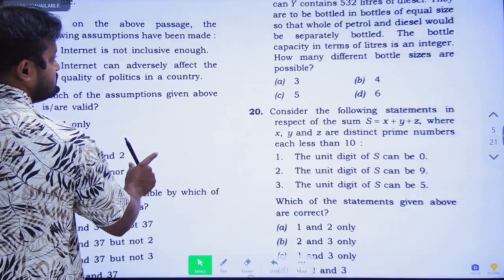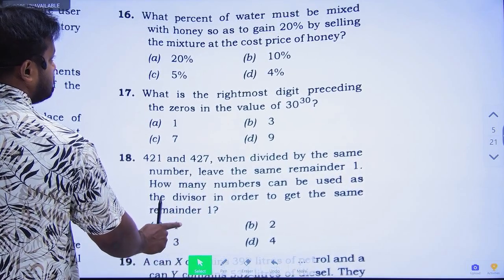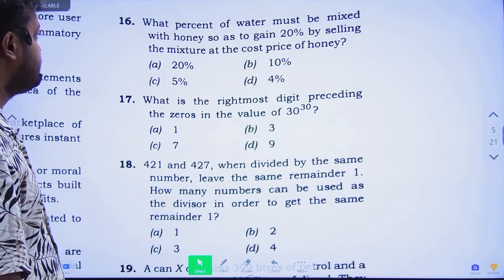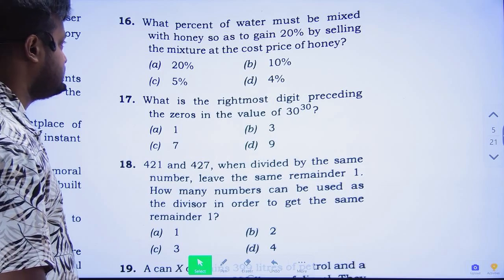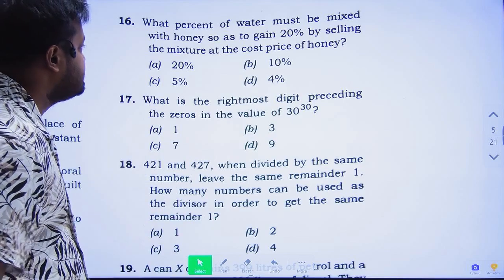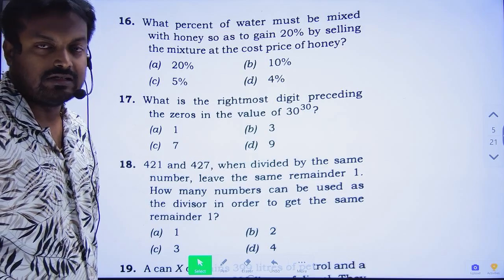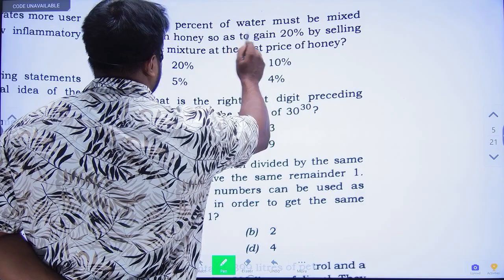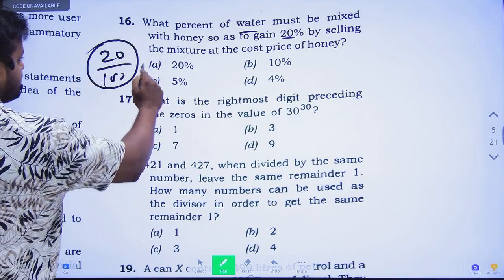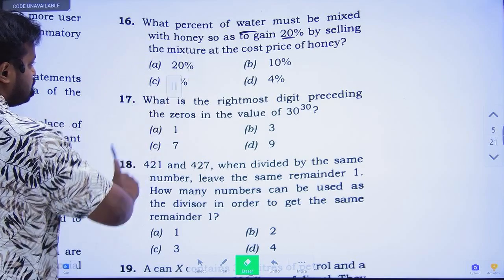16. What percent of water must be mixed with honey so as to gain 20% by selling the mixture at cost price of honey? So the profit is arising only due to the component of water, which is 20%. 20% is gain required. So 20 by 100, which is 20%. Option A is correct because the profit is arising only due to the factor of water. Okay, so 20%. Option A is correct.